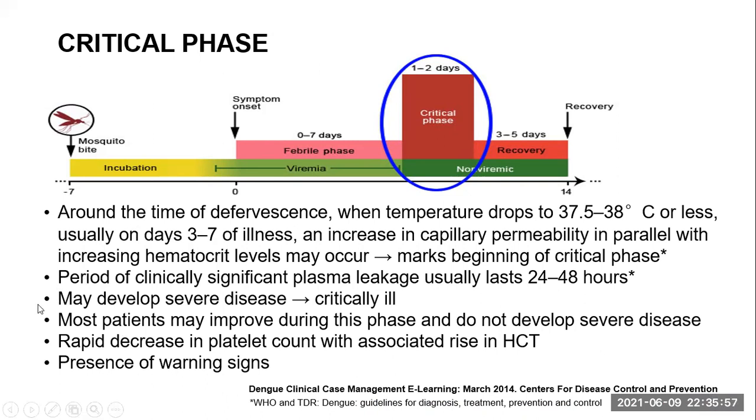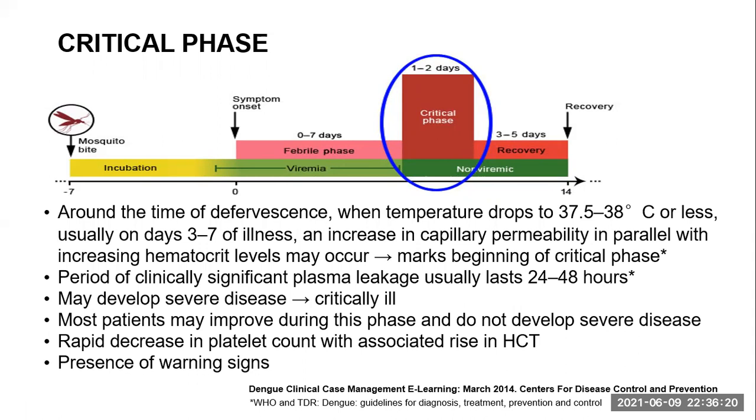So this is a period of clinically significant plasma leakage, which may last for 24 to 48 hours only. This is also the reason why we give our fluids only for 24 to 48 hours during the critical phase. And this is the time when the patient may develop severe disease and some may become critically ill. Some patients also may improve during this phase and do not develop severe disease.